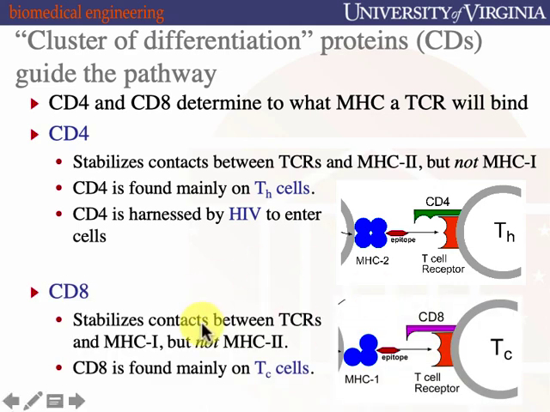CD8 is going to stabilize contacts between TCRs and MHC1, but not MHC2. CD8 cells are found mainly on cytotoxic T cells. Okay. They're also known as T cells, but not so much. Usually cytotoxic T cells. Okay?